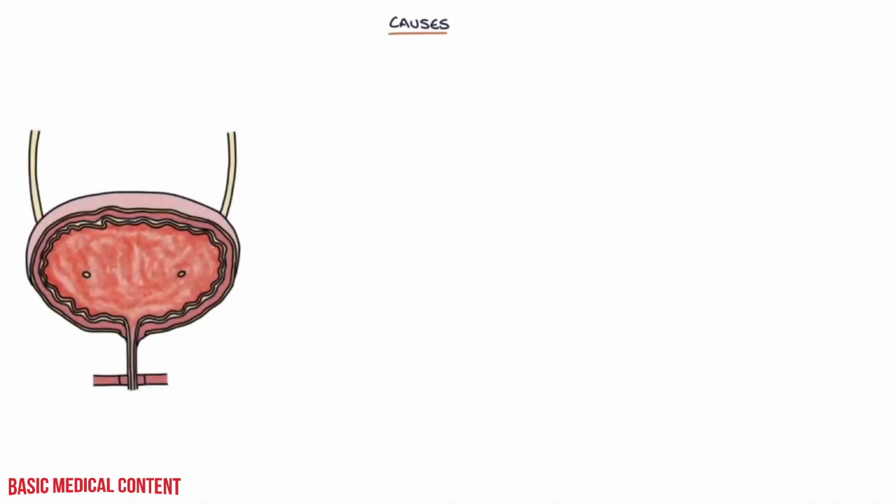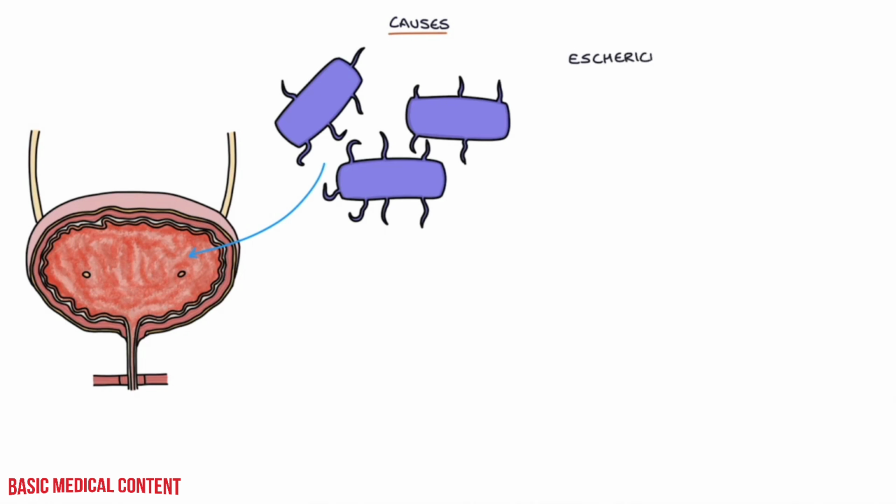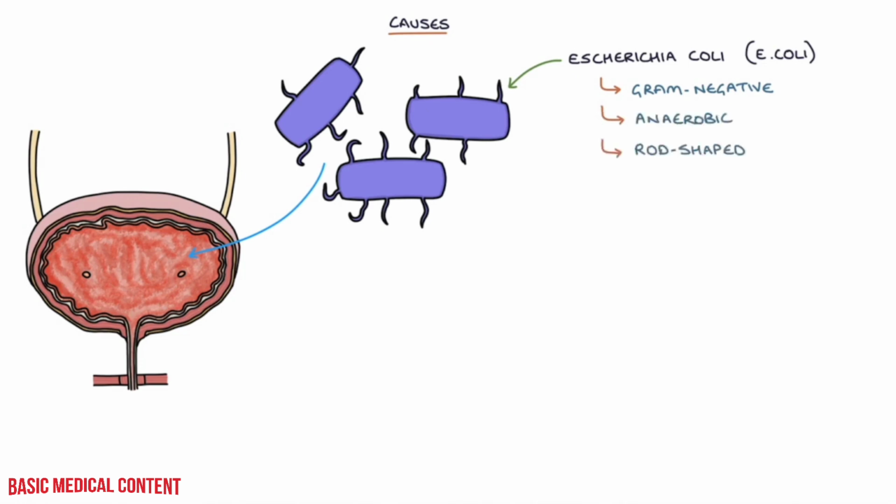Let's talk about the causes of lower urinary tract infections. The most common cause of a UTI is Escherichia coli. E. coli are gram-negative, anaerobic, rod-shaped bacteria that are part of the normal lower intestinal microbiome. They're commonly found in feces and can easily spread to the bladder.